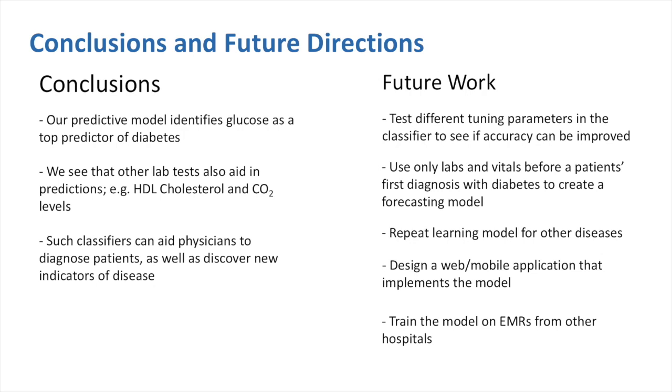Several options exist for future work in this project, including testing different tuning parameters to see if the accuracy of the model can be improved, creating a forecasting version of the classifier that uses just labs and vitals before a patient's first diagnosis with the disease, repeating the classification process for other diseases, designing a web application that implements the model, and training our model on EMRs from other hospitals. Ultimately, we can see that such a biomarker set classifier can be used to aid physicians in patient diagnosis, as well as be used to discover new indicators of disease.